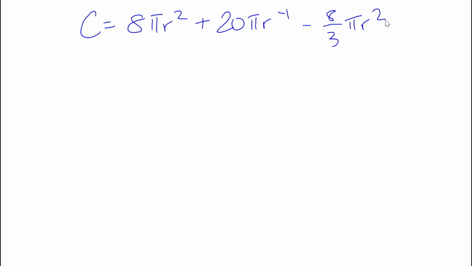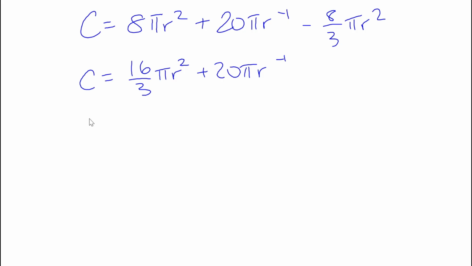And we still have, now we have two terms that have the pi r squared in them, so we might as well combine those together. 8 pi r squared minus 8/3 pi r squared is going to be 16/3 pi r squared plus 20 pi r to the negative 1. And so that's the difficult part. Now the easy part comes in just taking the derivative.